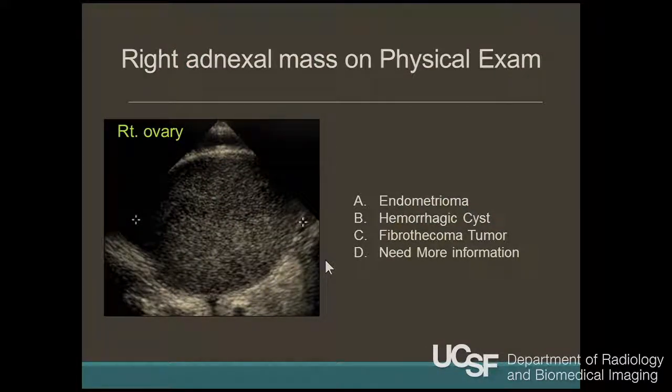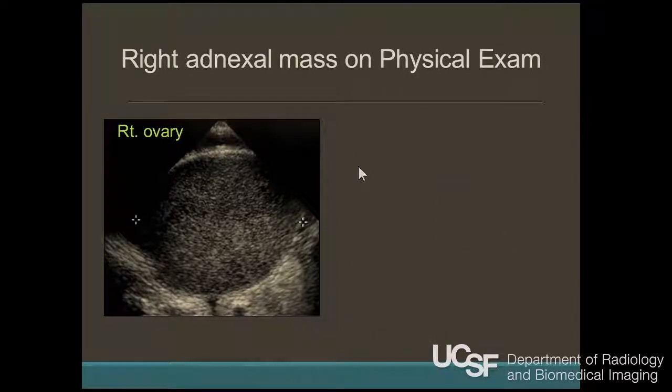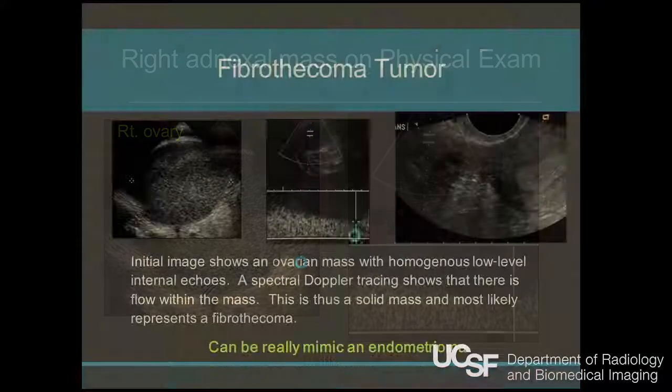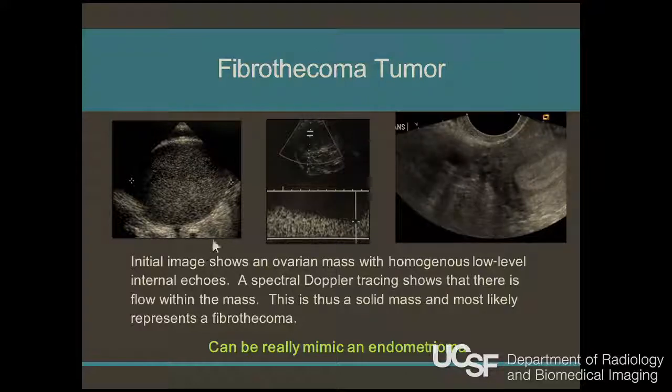So here's a right adnexal mass on physical exam. Sorry, I bumped into that fast, but you might think it's an endometrioma. But the critical thing, anytime you're looking at something you think is an endometrioma, is to do color flow and spectral, and then take a spectral tracing over the color flow. And in this case, we actually see some arterial flow in there.